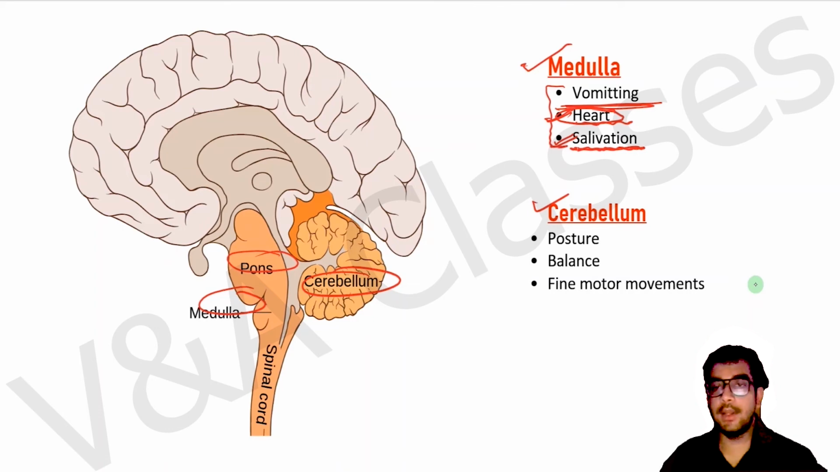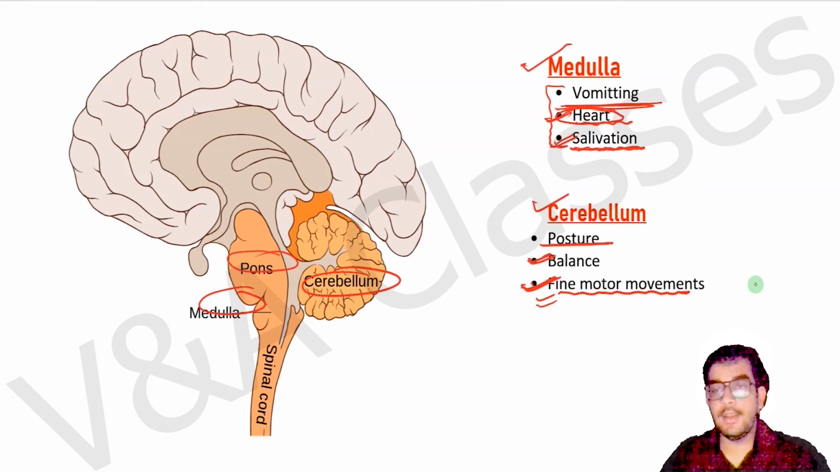Then we come to cerebellum. Cerebellum is concerned with posture maintenance, balance in our body, and a third thing is fine motor movements. Okay, so it is concerned with regulation of all the motor activities that take place. For example, if you want to pick up a pen, it is cerebellum that makes sure that your hand goes exactly to the pen and doesn't overshoot or undershoot. So these are the functions of medulla and cerebellum that you have to remember.